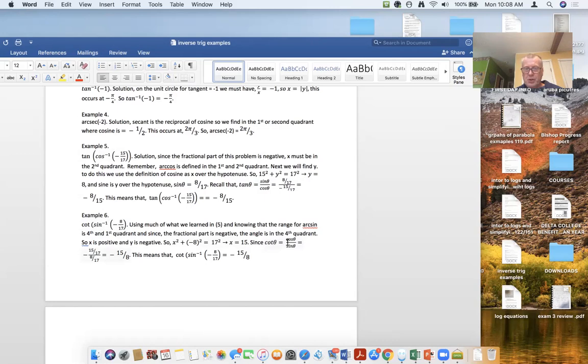Since the cotangent is cosine over sine, we put 15 over 17 over minus 8 over 17, which gives us minus 15 over 8. So this means the cotangent of the sine inverse of minus 8 over 17 is minus 15 over 8.